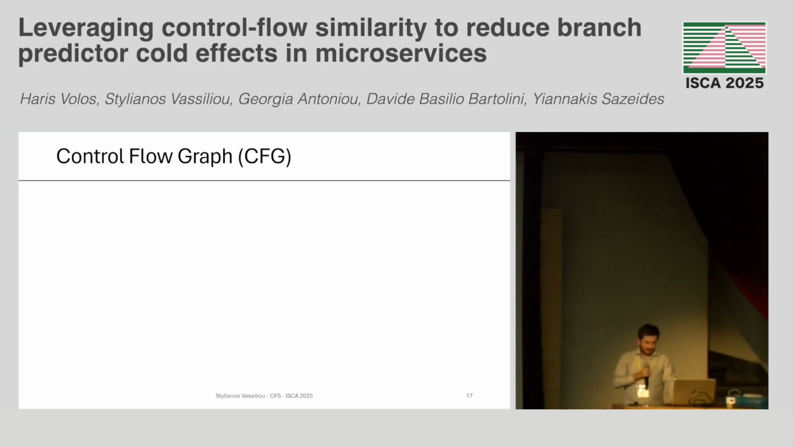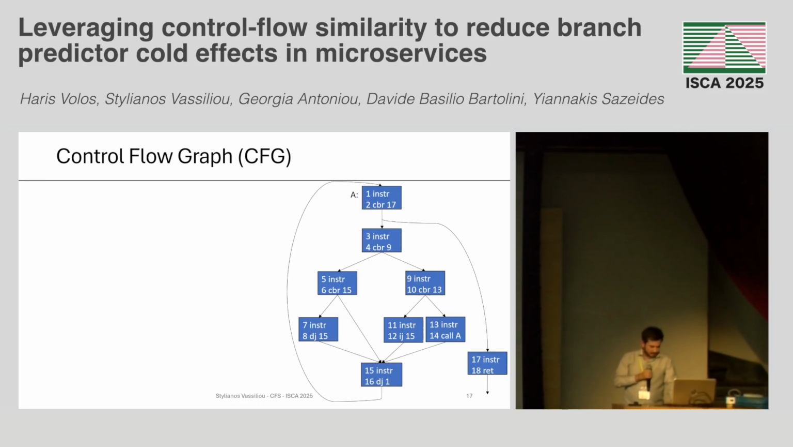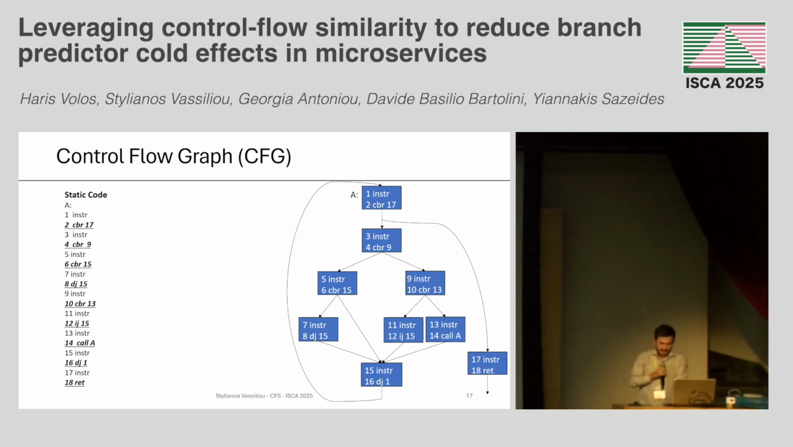To find the convergence address, we use the control flow graph, which is a representation of the static code. In this, each node, or basic block, is a straight-line sequence of instructions with a single entry and exit point.